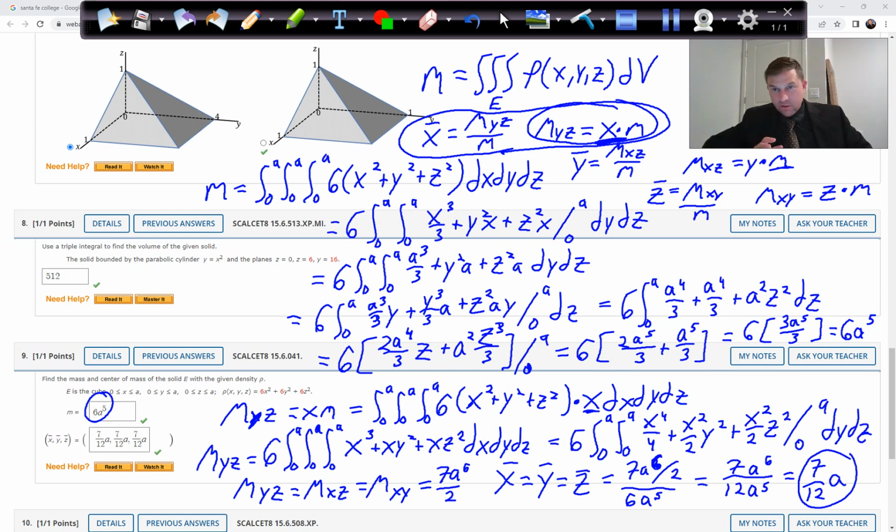So there are quite a few steps I skipped in getting the moments of inertia, but the approach is exactly the same in how we found the mass. You just have to go through and be very careful about accounting for your powers and your letters and everything. Okay, so that's problem 9.